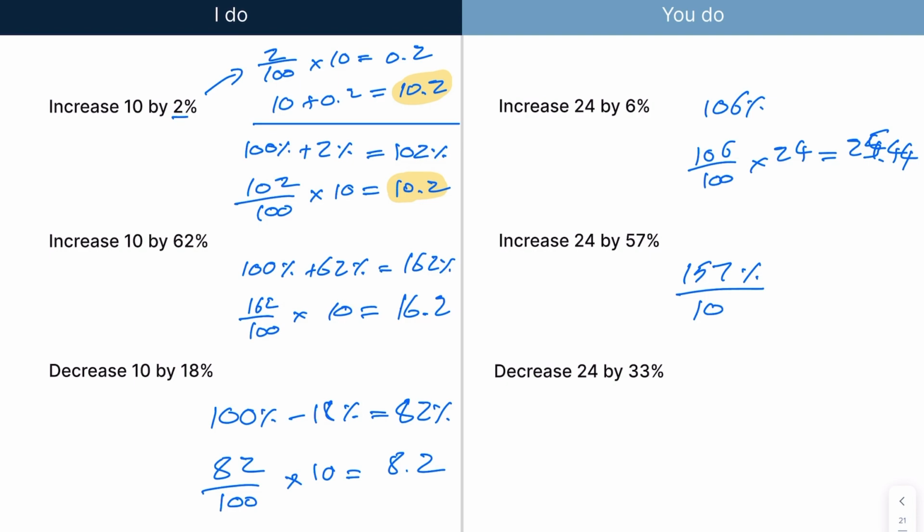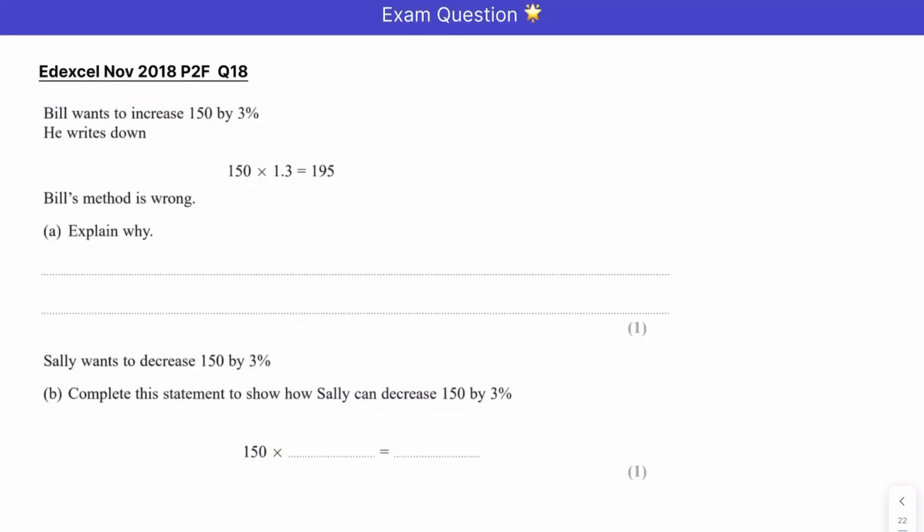So that becomes 57%. We can get rid of the percent sign. Times that by 24. And that just becomes that times 24, which becomes 37.68. And finally, here, we're decreasing by 33%. So this is going to become 67 out of 100 because you would do 100 take away 33, times that by 24, and that gives you your final answer of 16.08.